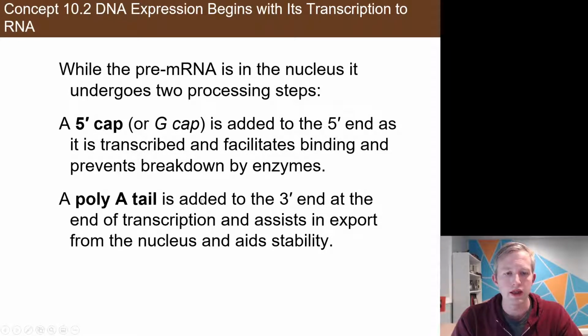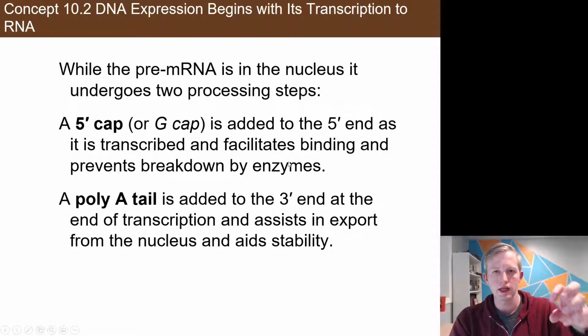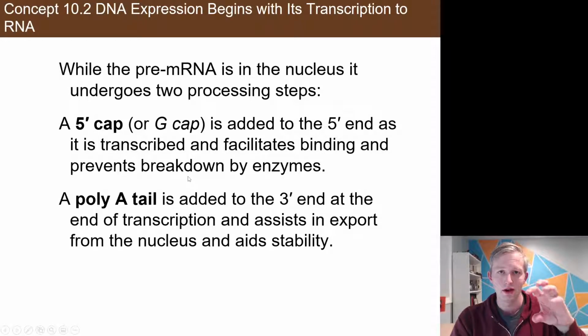In addition to the removal of these introns, there's two other components that need to be added to the pre-mRNA before it can exit the nucleus, and that is the 5' cap, or we call that the G cap. It facilitates the binding of the mRNA to the nuclear pore to exit the nucleus, and it also prevents breakdown by enzymes. So think of it like a helmet on the end of that mRNA that makes it so that no enzymes are going to be able to start ripping off pieces of nucleotides, because that's the side of the RNA that is most important. That's the side that the ribosome is going to form around the start codon, and if we started destroying that side of the RNA very quickly, it would be losing its function.